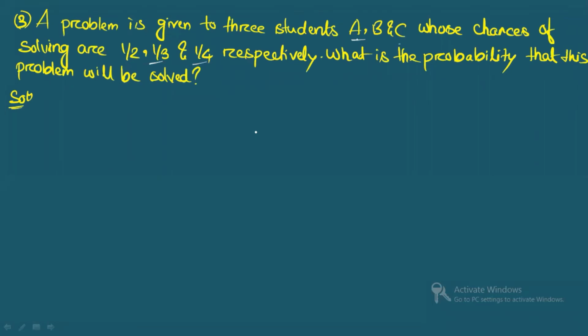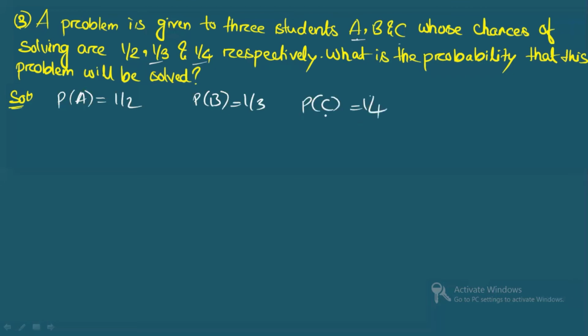So for this, we will first find that none of them are solving the problem. This is how we will do it, so that it will become very easy. When all of them are not solving the problem, the problem will not be solved. So first we will see this is the probability of solving. For A it is 1 by 2, for B it is 1 by 3, and for C it is 1 by 4.